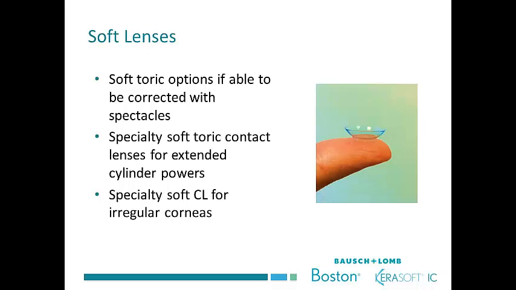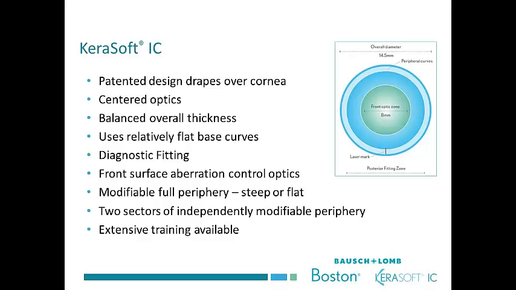So there's a variety of soft custom lens options on the market that employ increasing center thicknesses in order to effectively mask the irregularity. Now Bausch & Lomb has a different type of lens, and it is called the Kerasoft IC lens. Basically this design is patented and drapes over the cornea. And the advantage of all custom soft lenses for irregular corneas is that the optics remain centered.